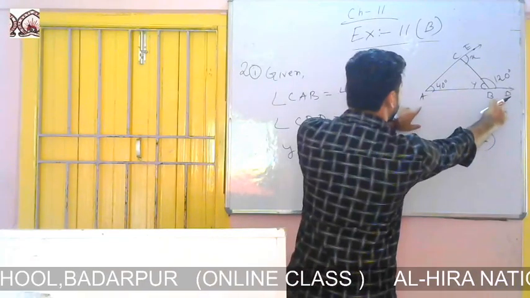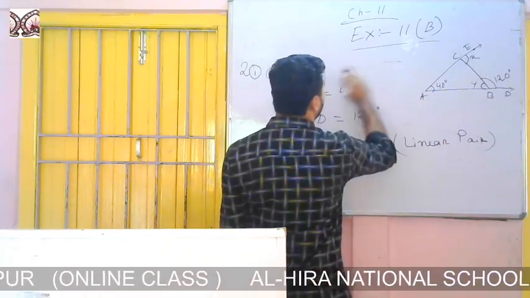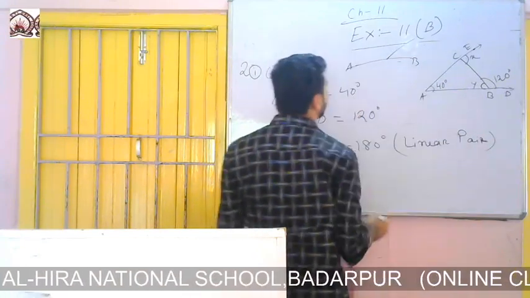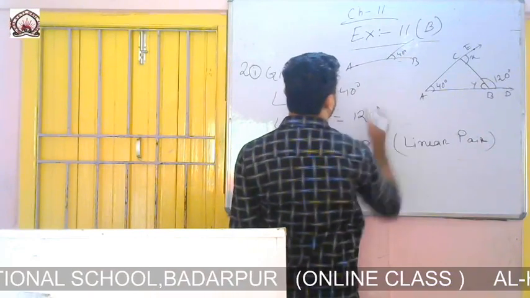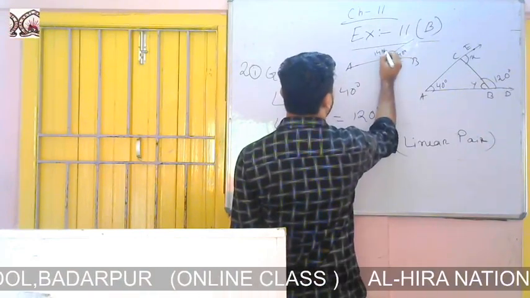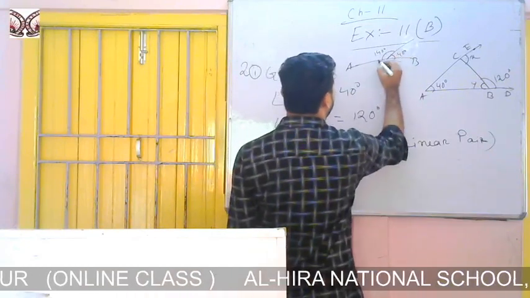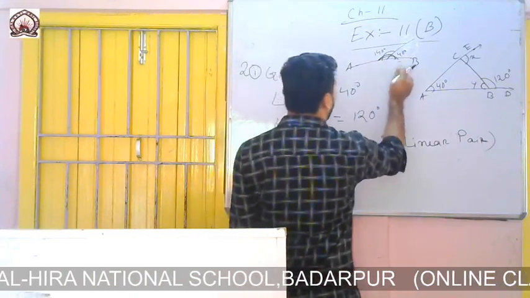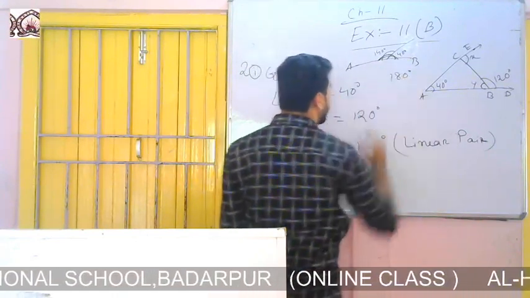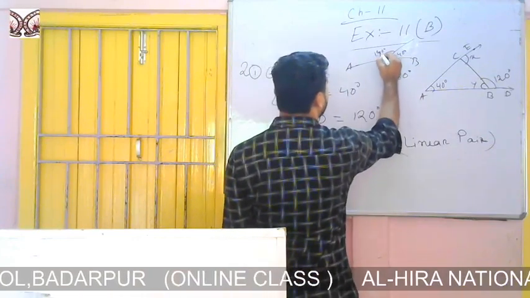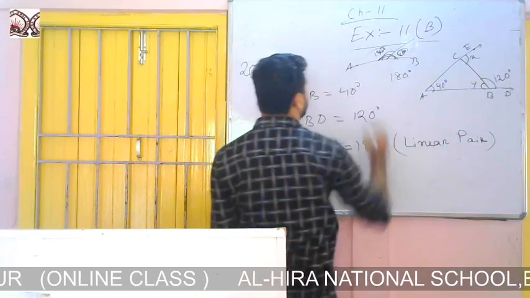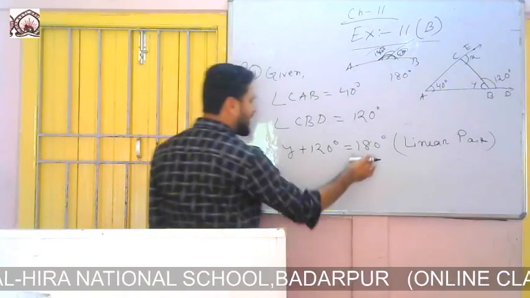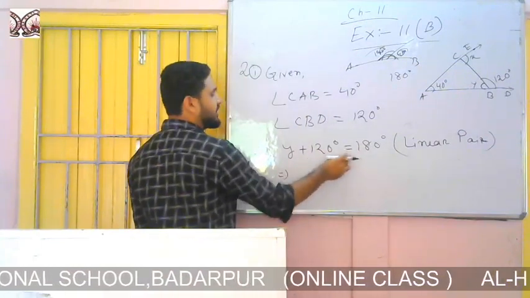Because AD is a straight line, and suppose this is a straight line AB, okay, and if I draw an angle like that, if it is 40 degree, then obviously this angle will be 140 degree. That means if I add, then I will get the total angle, and we know the straight angle is a measure of 180 degree. So if I add 140 degree and 40 degree, then we will get 180 degree. So that is linear pair. Okay, so if I add this angle and this angle, then I will get 180 degree. So I can write Y plus 120 degree equals to 180 degree.